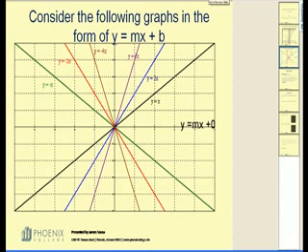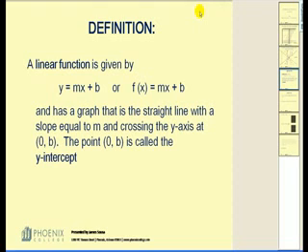Let's put all those pieces together. A linear function is given by y equals mx plus b, or f of x equals mx plus b, has a graph that is a straight line with a slope equal to m and crossing the y-axis at 0, b. The point 0, b is called the y-intercept.